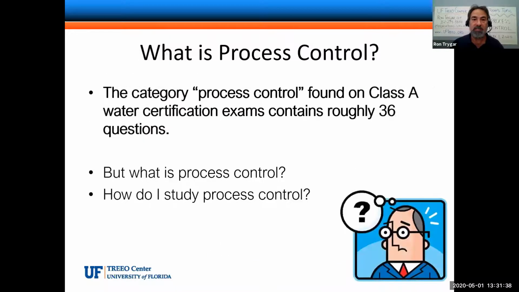So what is exactly process control? How do they come up with these chapters or these questions? It's pretty vague. Process control makes up about 36 questions or so on the drinking water A exam, but that's pretty vague. What is it and how do you study the process control?